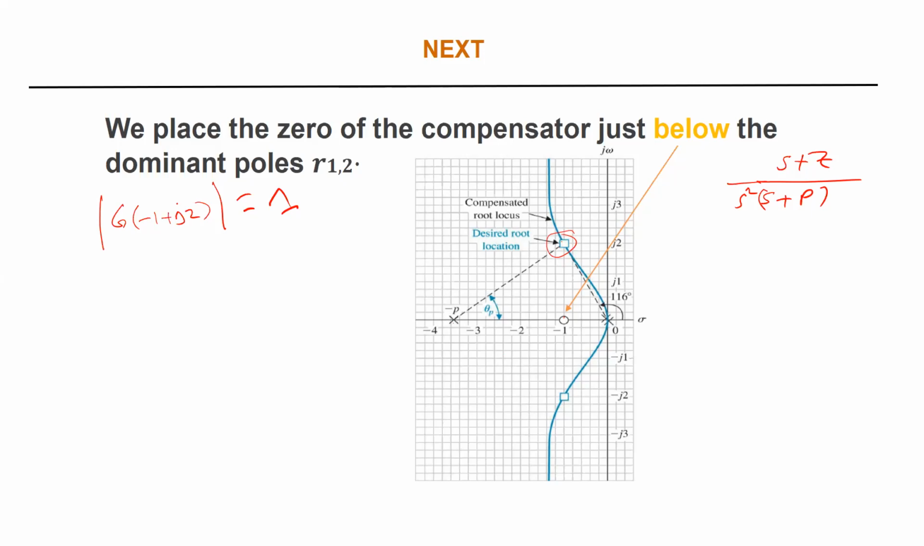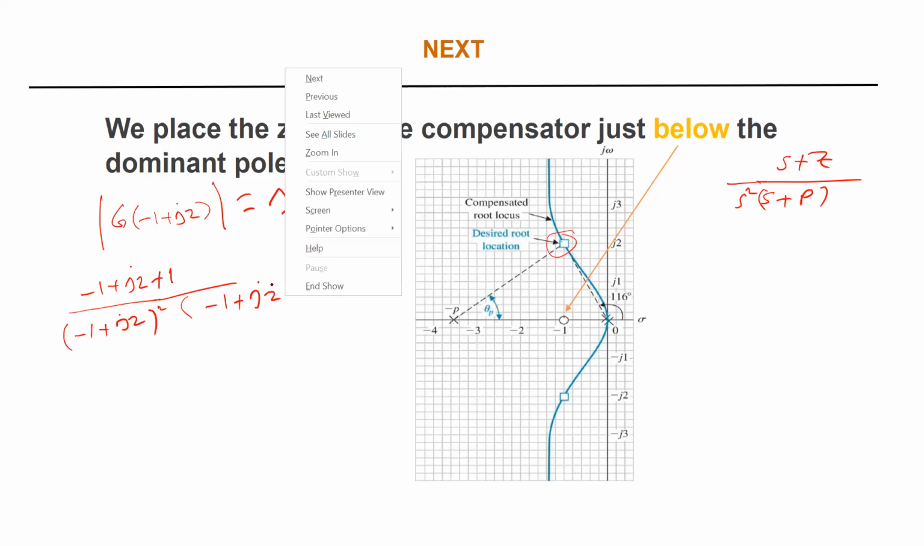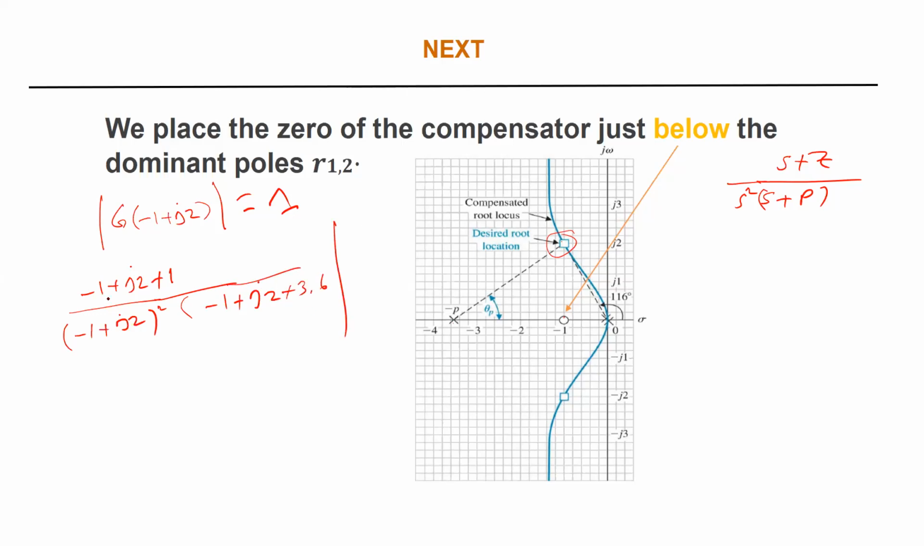Okay? Look, basically, if you want to do it this way, what do you have? We have minus 1 plus j2, plus the Z at what? 1 over (minus 1 plus j2) squared times (minus 1 plus j2) plus 3.6. This must be equal to 1 times k.